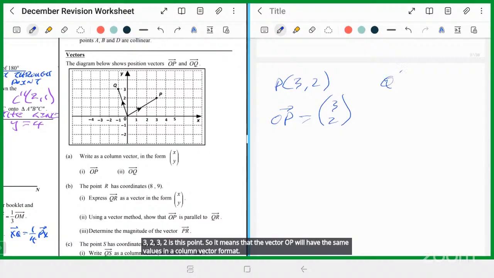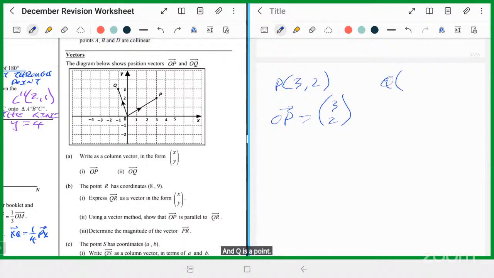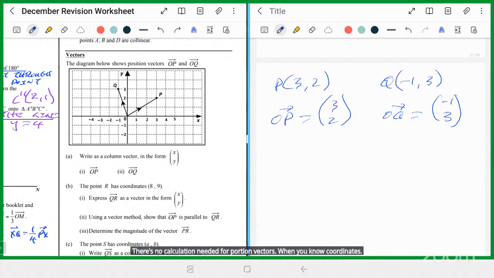And Q is a point, minus 1, 3 up here. Minus 1, 3. And so OQ, the position vector of Q, will have the same values, minus 1, 3. There's no calculation needed for position vectors when you know the coordinates. All right, so that finishes part A right now. Those are your position vectors, nice and easy.